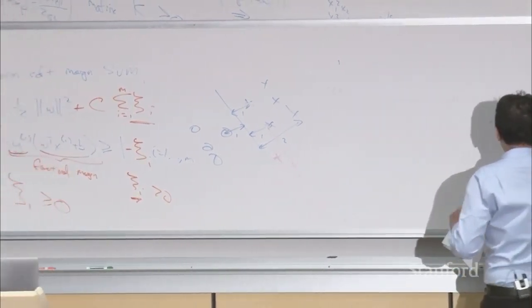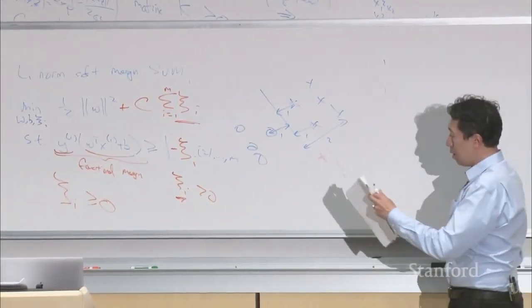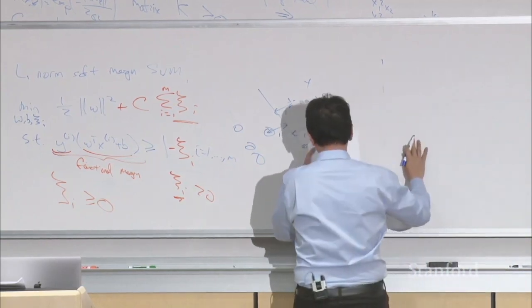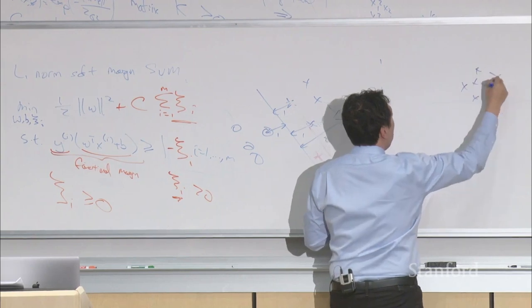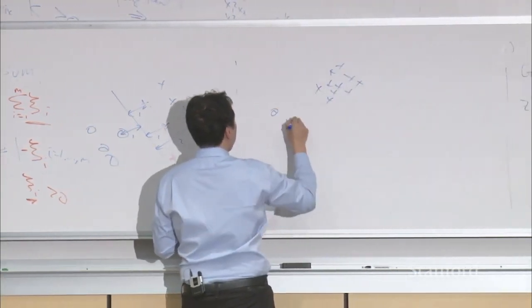And one other reason why you might want to use the L1 norm soft margin SVM is the following, which is, let's say you have a data set that looks like this.